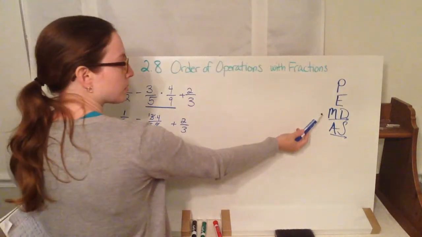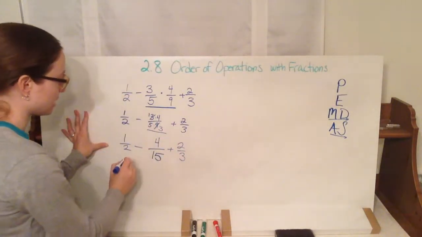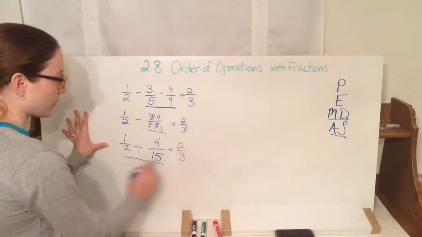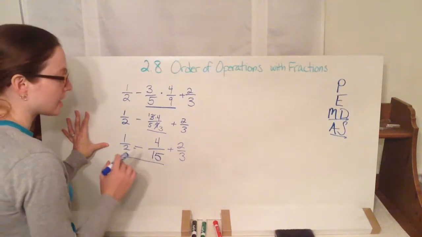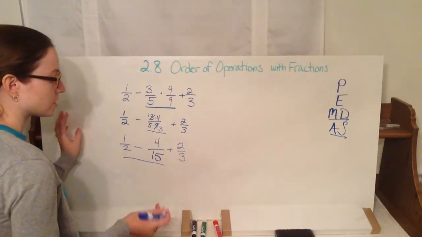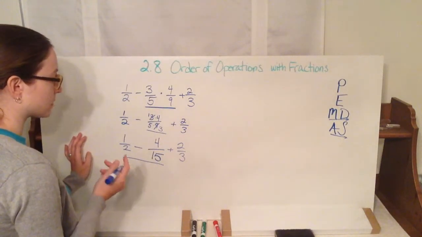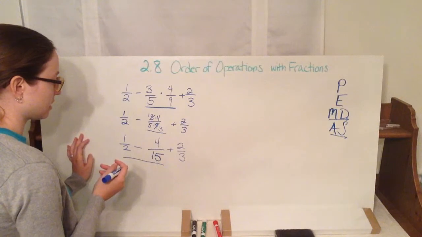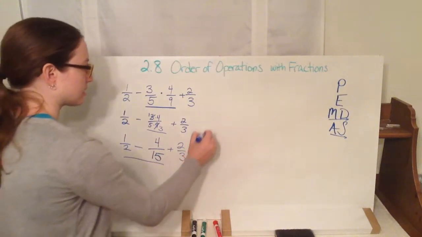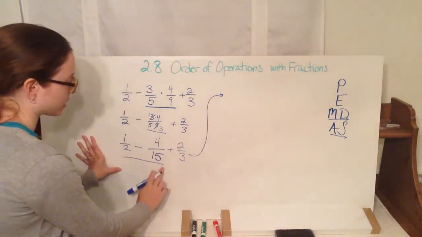And I no longer have multiplication or division, so I move to the next stage, which is addition and subtraction from left to right. This is first, and this is second. But what I want to do, since it's all addition and subtraction, is find a common denominator for every piece. 2, 15, and 3. And do that off to the side in your own notebook. But what we'll get is 30. Okay? So I'll rewrite this using equivalent fractions with 30 in the denominator, and then we'll do the subtraction first.